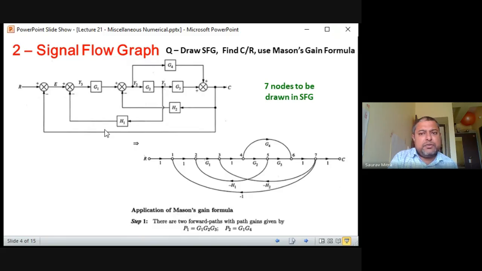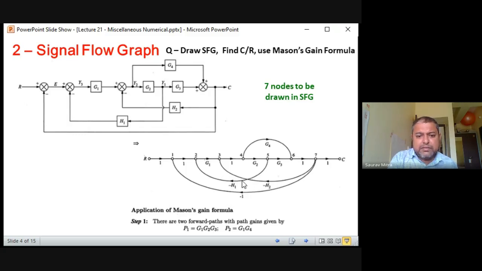So from 5 to 2, there is coming minus H1. Then you're finding that from 7 to 3, there is coming minus H2. So this is 7 to 3, where minus H2 is coming.